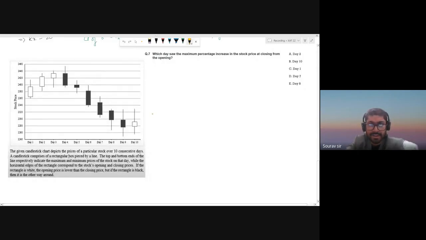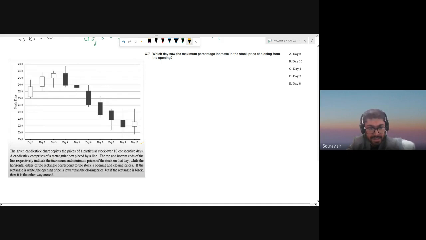Questions number 7, 8, and 9 are comprehension type questions, and all of them are based on this graph. So let us understand this graph first. The given candlestick chart is called a candlestick chart because these shapes look like candles, right? With the base and the wick. It depicts the price of a particular stock over 10 days, up to day 10.